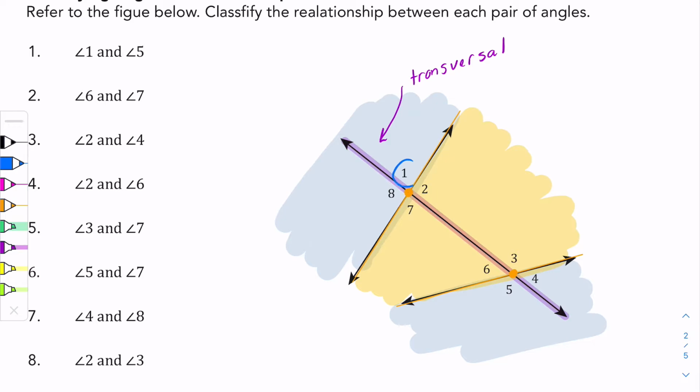So for number 1, we're looking at angle 1 and angle 5. Those two angles are on opposite sides of the transversal. The transversal is highlighted in purple, and they are in the exterior region. So those are going to be exterior angles, specifically alternate exterior angles. And I'm just going to abbreviate to save us some time on the recording. So alternate exterior angles for number 1. Number 2 is angle 6 and angle 7. Angle 6 and 7 both fall on the interior region, and they are on the same side of the transversal, so that makes them same side interior.